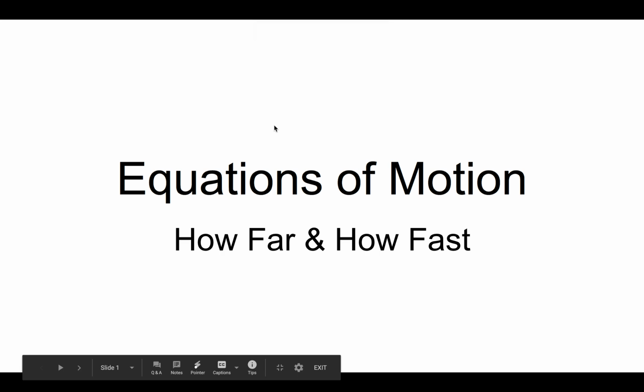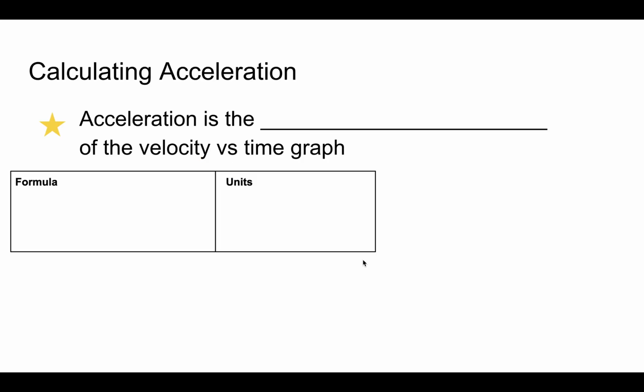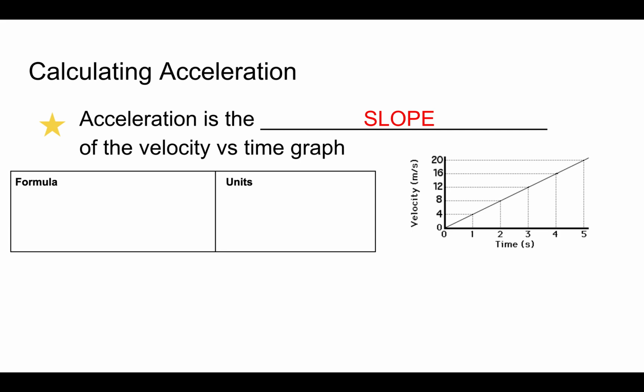So looking at word problems and using equations to figure out how far something goes and how fast something goes when it's accelerating, when its speed is changing. So that's our focus. So quickly, if you remember from last time, acceleration is the slope of the velocity-time graph. So if I look at a graph of velocity versus time and I calculate this slope, that's going to tell me what the acceleration is.